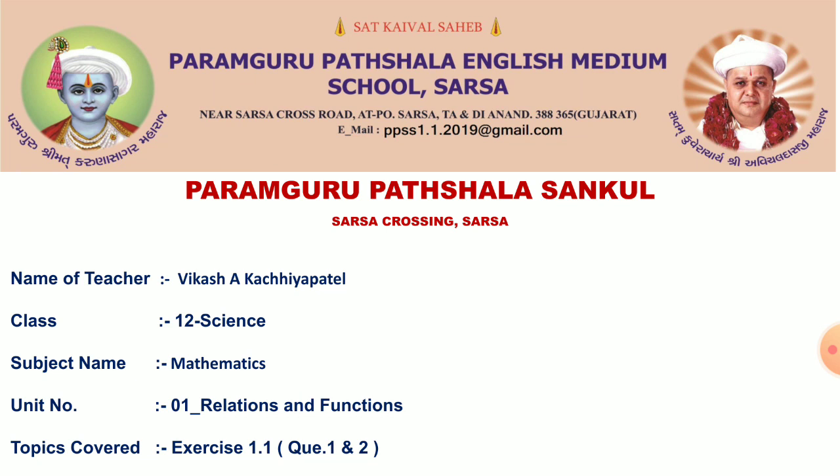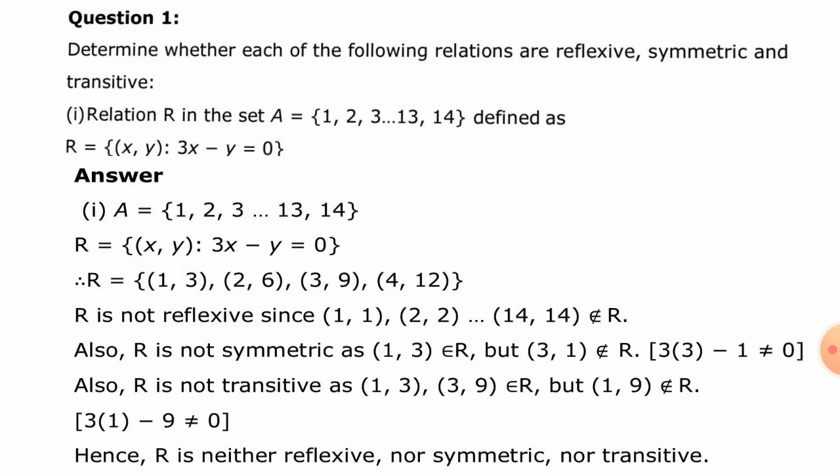Today I will start chapter number 1, Relation and Function. Exercise 1.1, question number 1 and 2. Question number 1. Determine whether each of the following relations are reflexive, symmetric and transitive. First, relation R in the set A equal to {1, 2, 3, and so on up to 13, 14} defined as R equal to the ordered pairs (x, y) where 3x minus y is equal to 0.